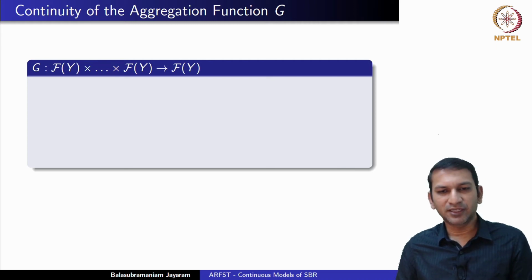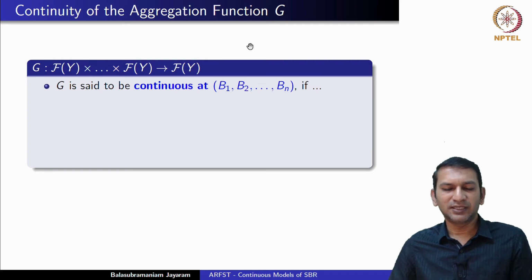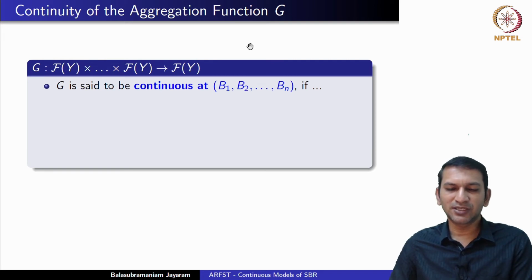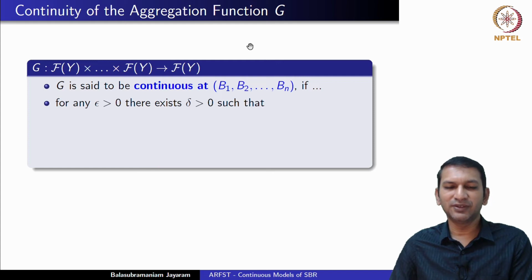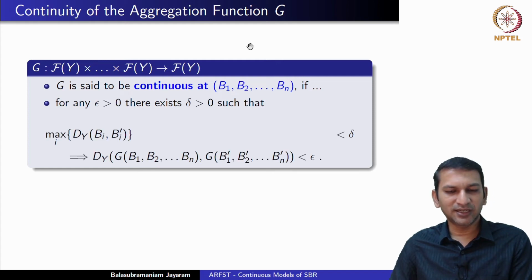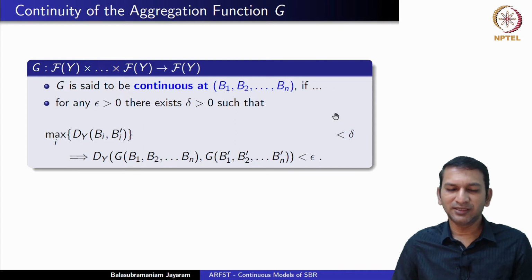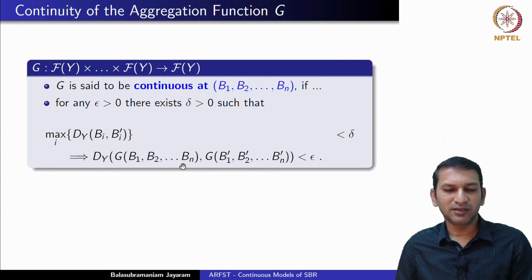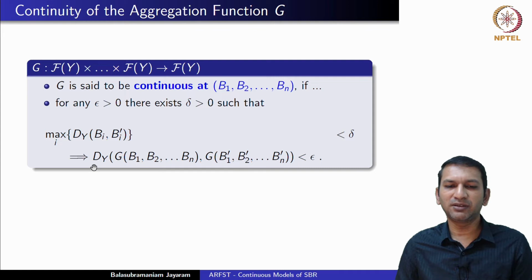We can again define the continuity of the aggregation function. This takes a few fuzzy sets on y and gives out a fuzzy set on y. We say that for a fixed n, it is continuous at b1, b2, so on till bn if for any epsilon greater than 0, there exists delta greater than 0, such that when the maximum of the distances between bi and bi dash is less than delta, then the corresponding aggregated values are within epsilon with respect to the metric on f of y.